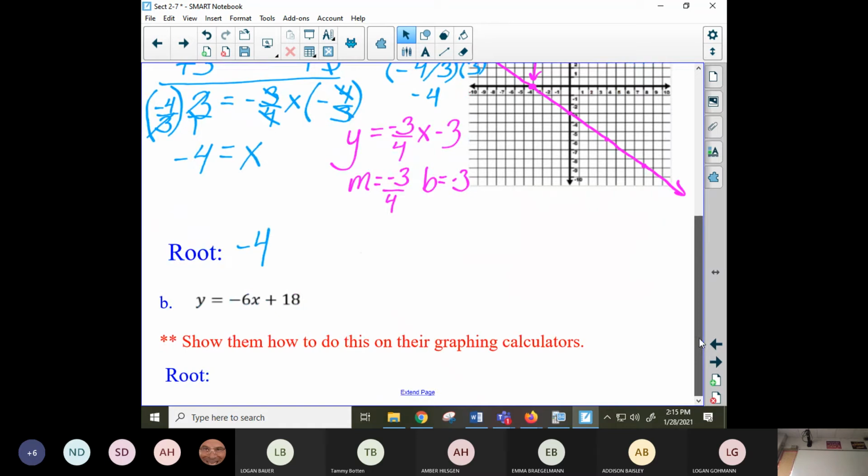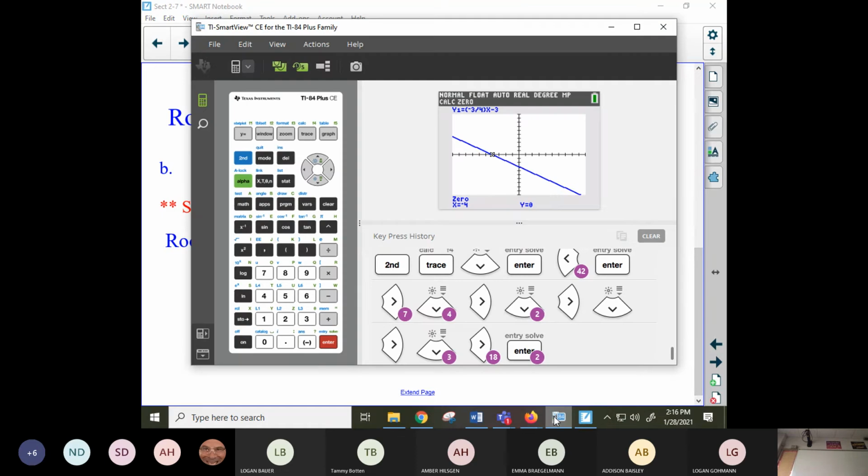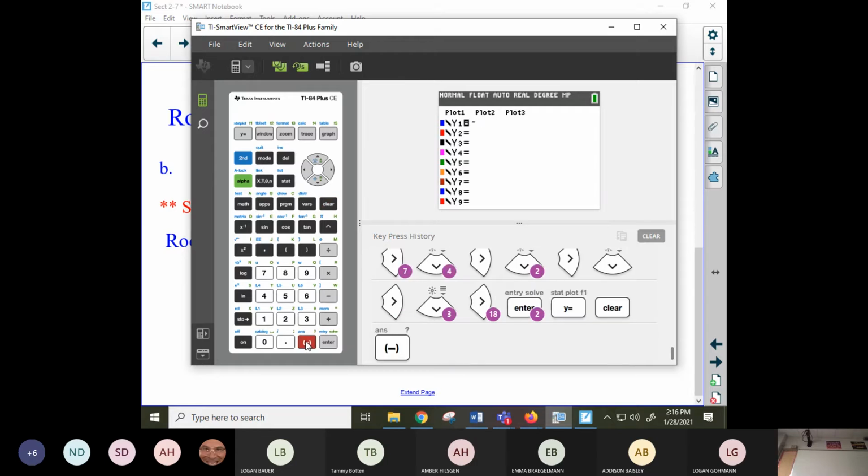All right, so let's go down here and let's all just use our graphing calculators for this one. We're not going to use algebra, which would be easy to do, but we're not. We're not going to use graph paper. We're just going to use our calculators. So let's go to our calculator again. Hit your y equals and clear. And now what that was -6x, make sure you use the negative key, 6x, and then plus 18.